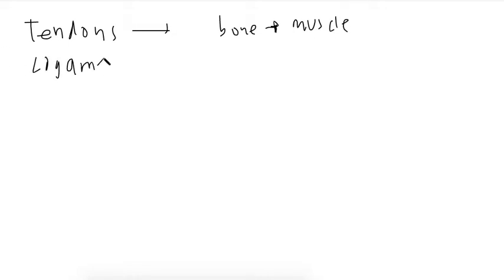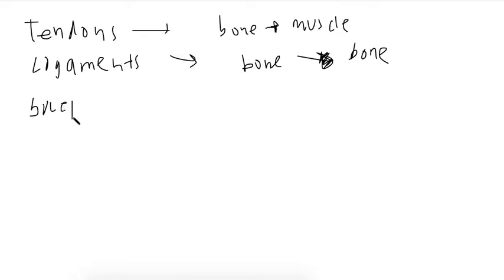So the tendons attach bone to muscle. Ligaments attach bone to bone. This one's quite easy to remember. Ligaments are bone to bone, tendons are bone to muscle. Then we have a bicep muscle.